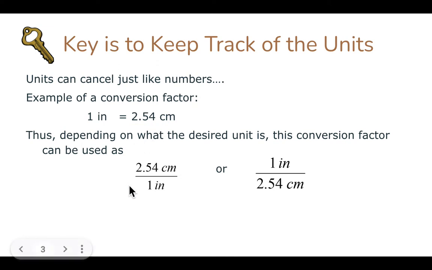Now, our conversion factors we usually write as fractional quantities, either 2.54 centimeters over 1 inch or 1 inch over 2.54 centimeters. But the key here is that we're going to use the idea that units can cancel just like numbers in order to solve these problems and to be sure that we are doing them correctly.